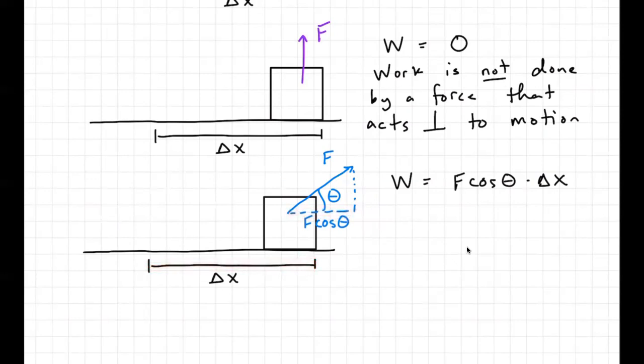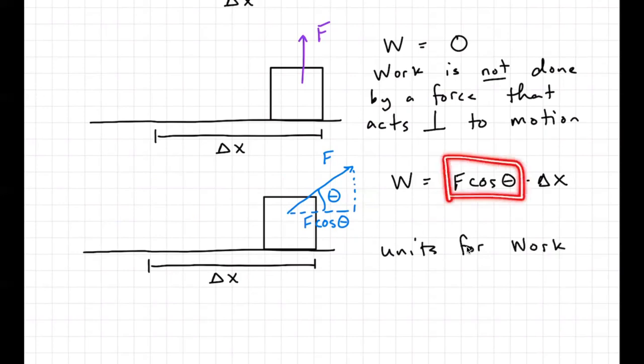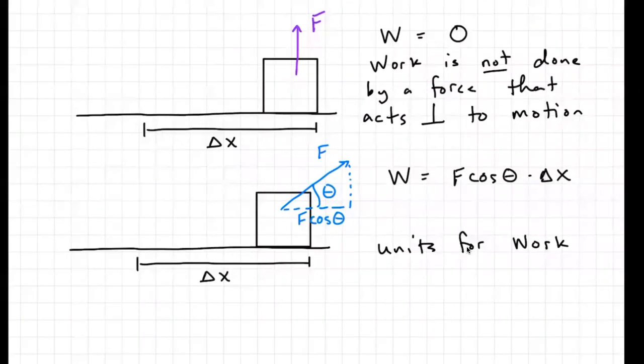All right, so that's a starting point for work. One thing we can note about the units for work, which we should probably look at because they're a little bit weird. So you'll notice here we've got a force times a displacement. So the units for work are newtons, that's a force, times meter. That's called a joule, which is usually just written J.